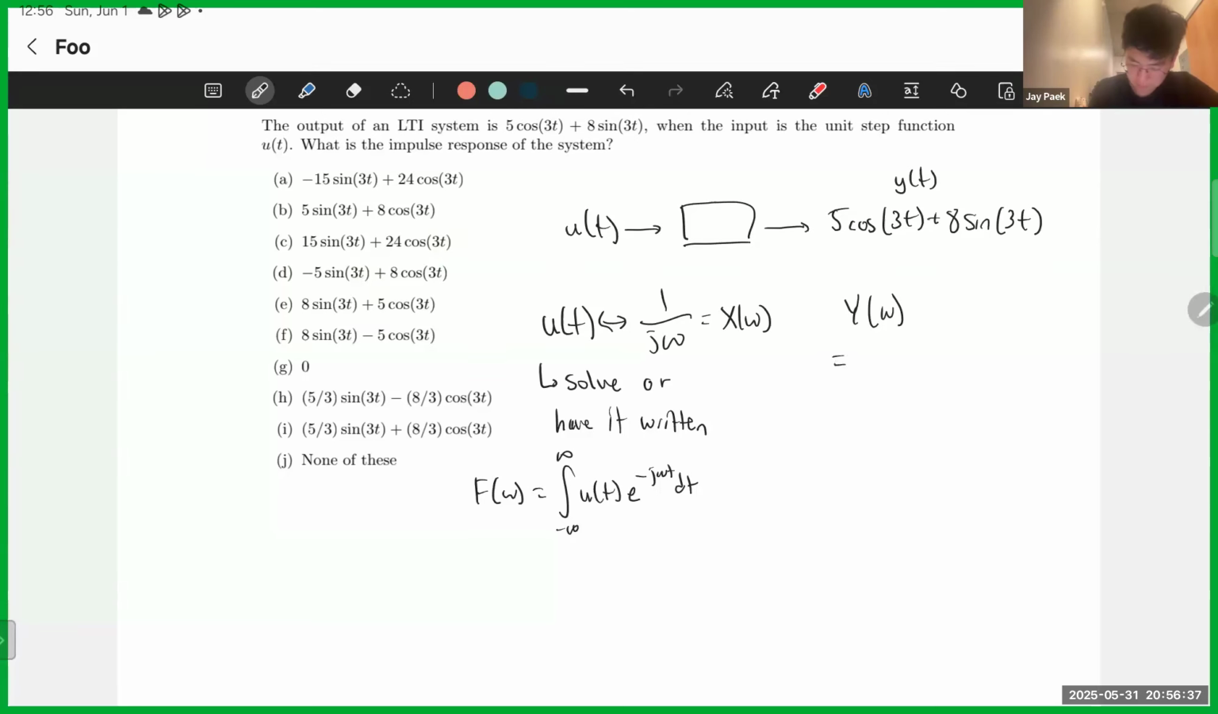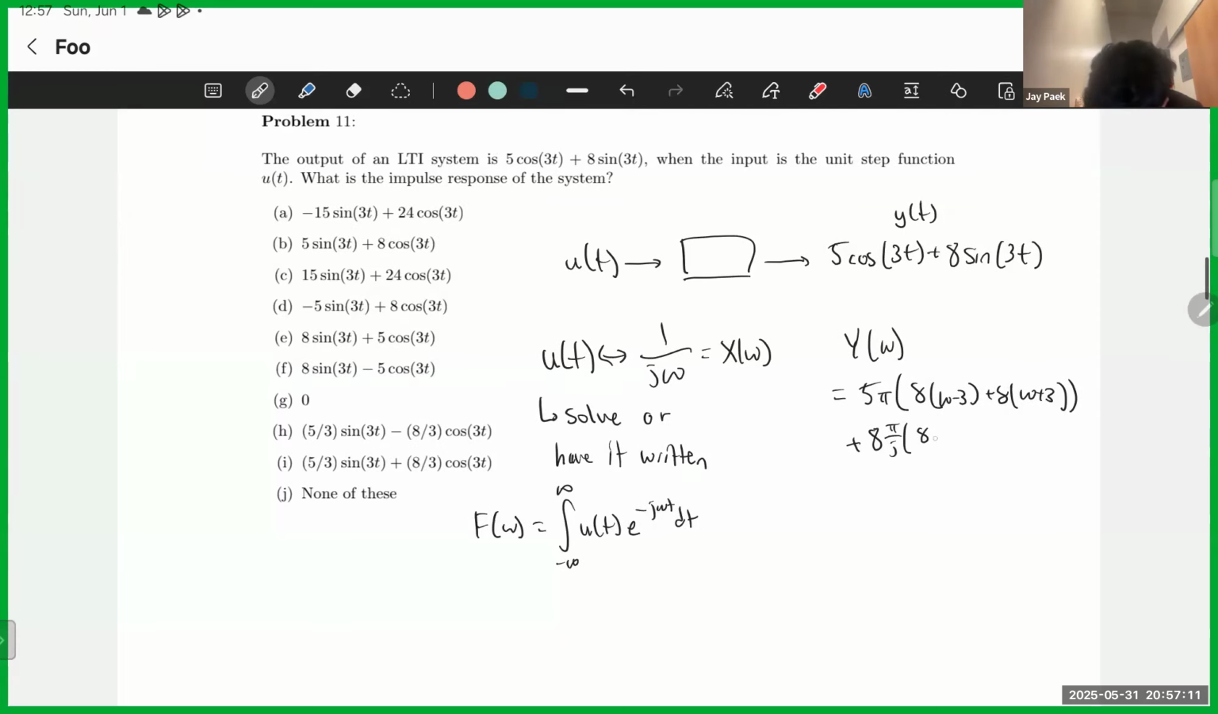And so essentially what I'm thinking here is, well, let's actually just write it out first. This is actually a well-made question now that I think about it. This is 5 pi, let me factor out the pi, delta of omega minus 3 plus delta of omega plus 3, plus 8 pi over j omega. Wait, did I write it wrong? No, I didn't.